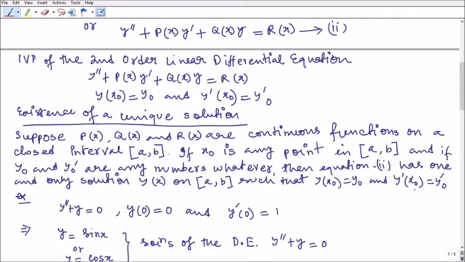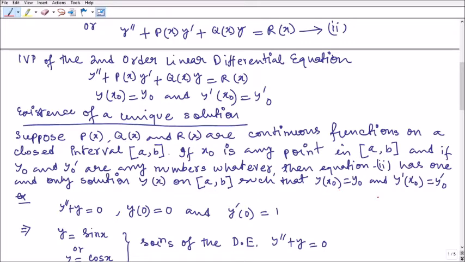So let me repeat that: if P, Q, R are continuous functions on a closed interval AB, and if x0 is any point, and if y0 and y dash 0 are any numbers, then y of x is the unique solution of the second order differential equation on that interval AB, such that this condition is satisfied.